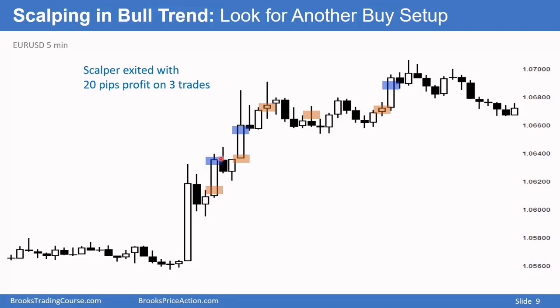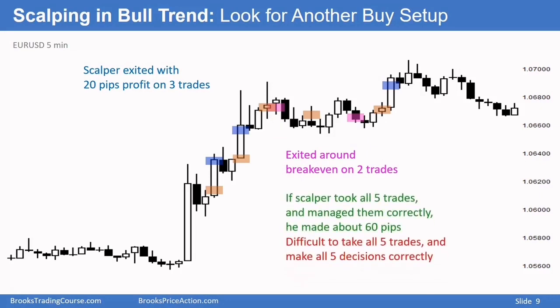So if he bought on a stop above that bar, this went up more than enough for him to get out with 20 pips. Again. So he ended up with 60 pips profit. A couple of the times, like buying here, you probably get out around break even. Buying here, same thing, maybe get out break even. Of the 5 trades, 3 were profitable and 2 were break even. And if he managed them correctly, he would make 60 pips.